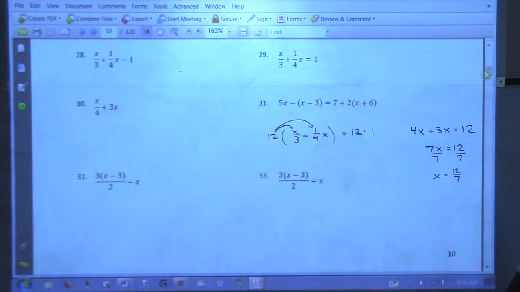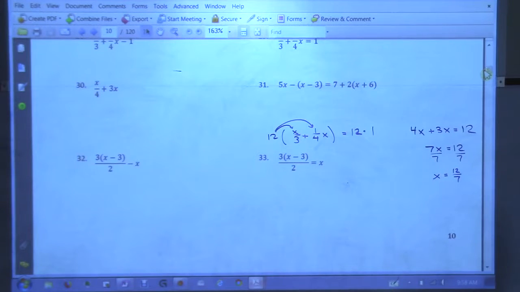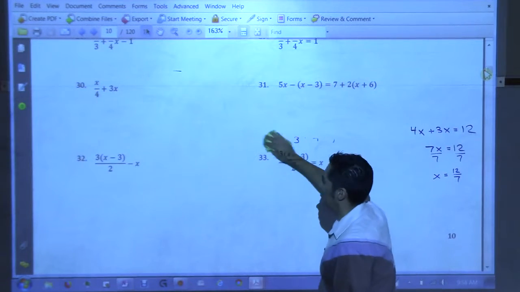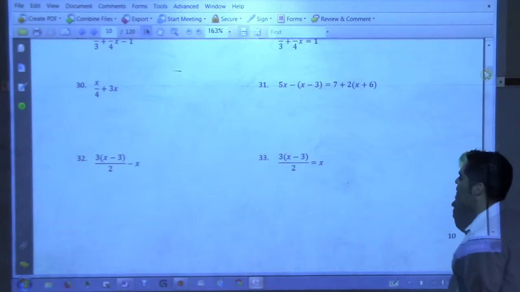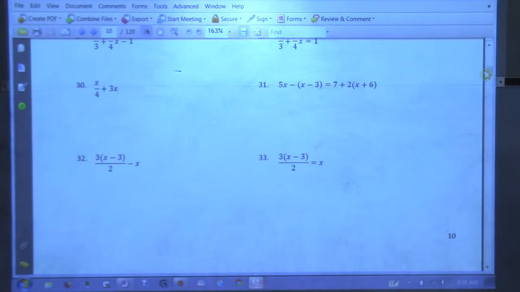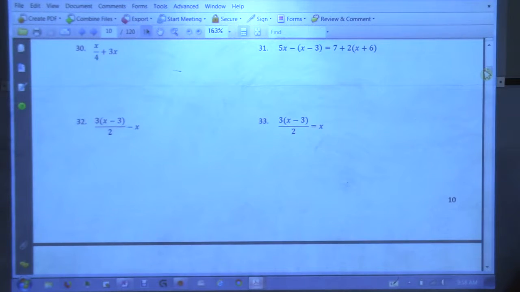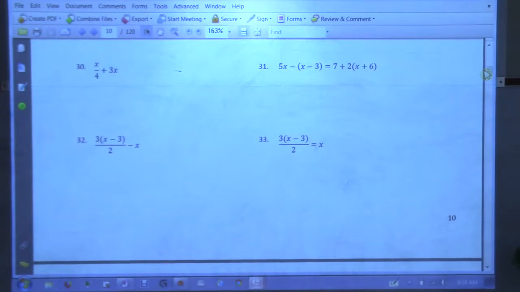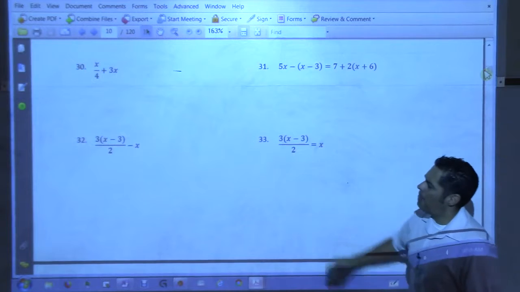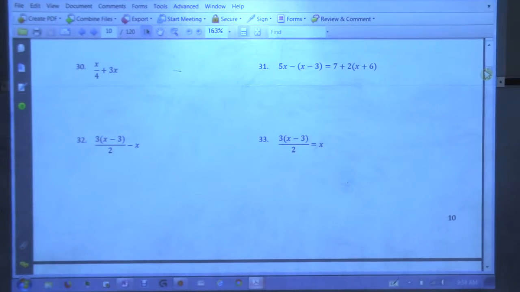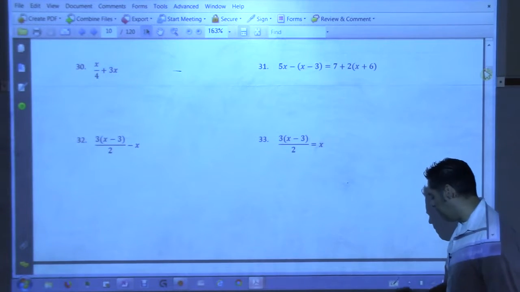What about 32? Expression. 33, equation, right? Okay, let's just look at those last two. Let's see here. 32 is a little weird.